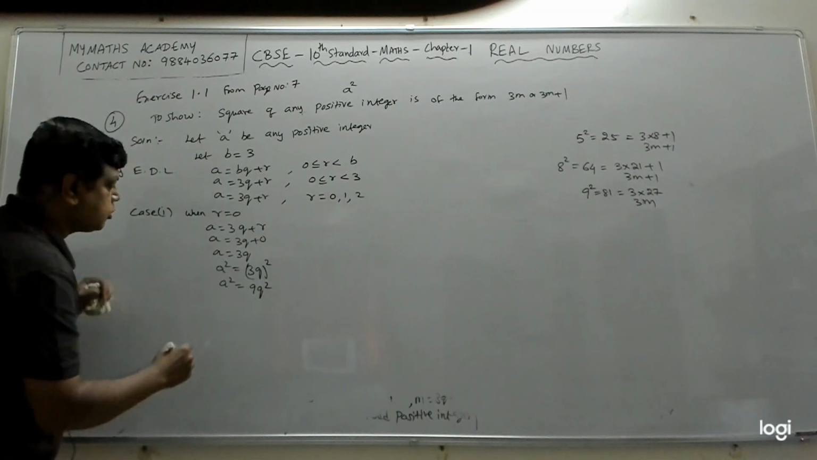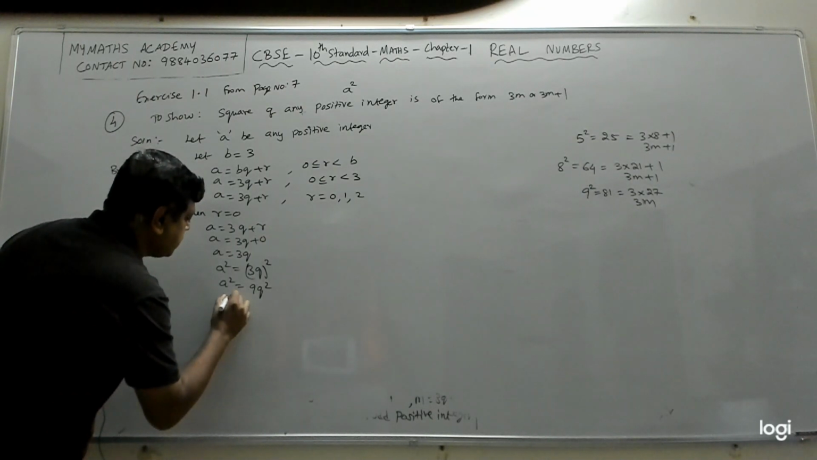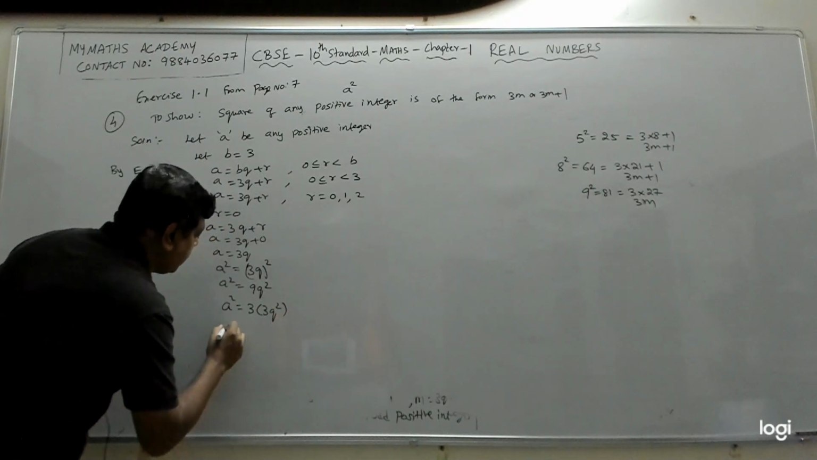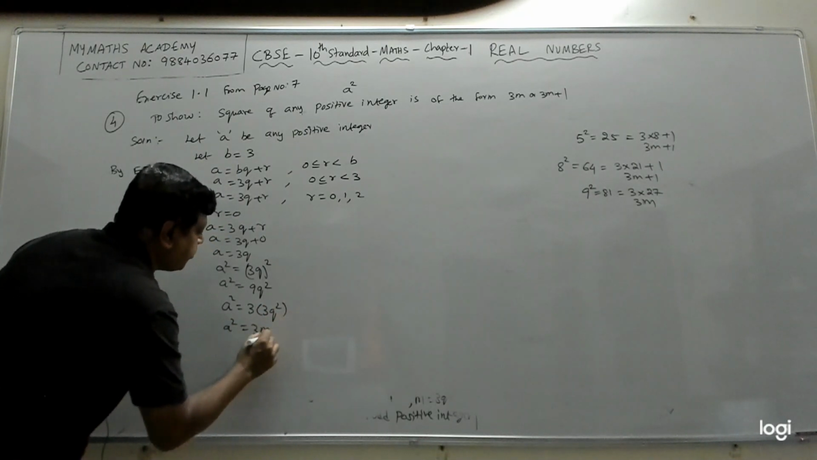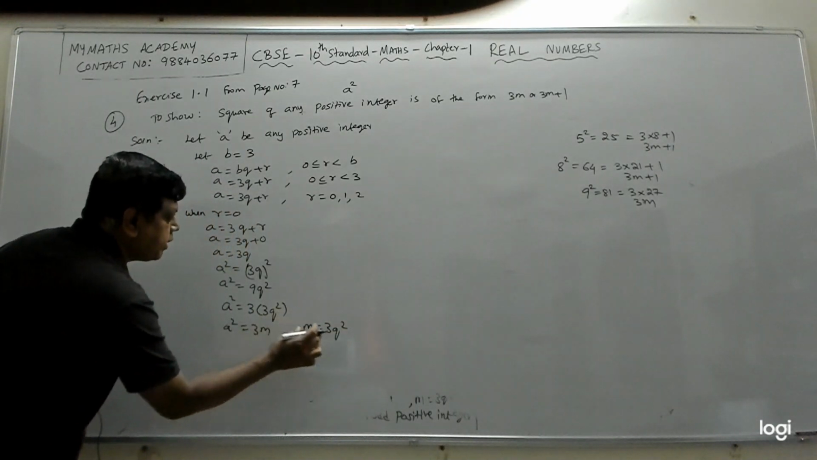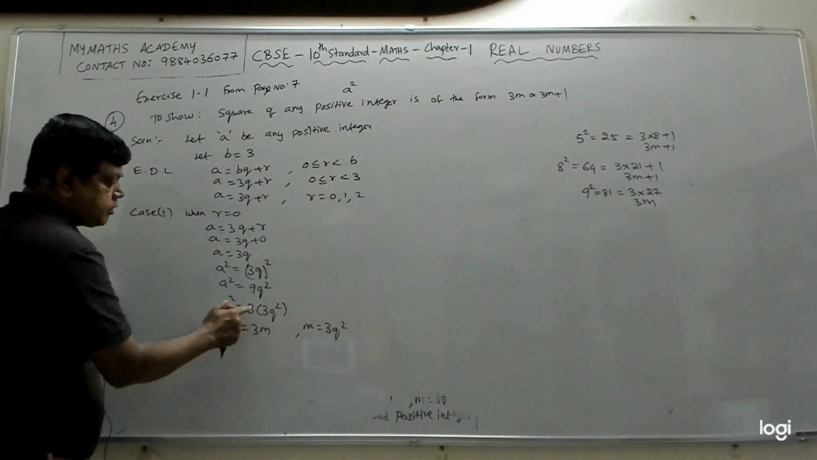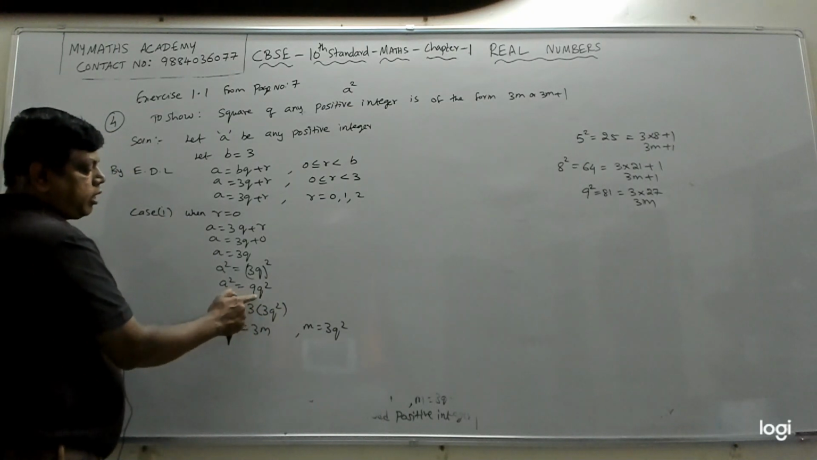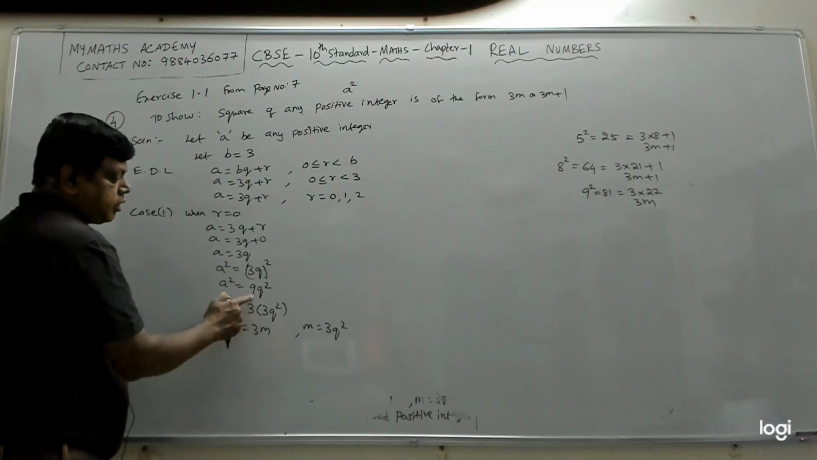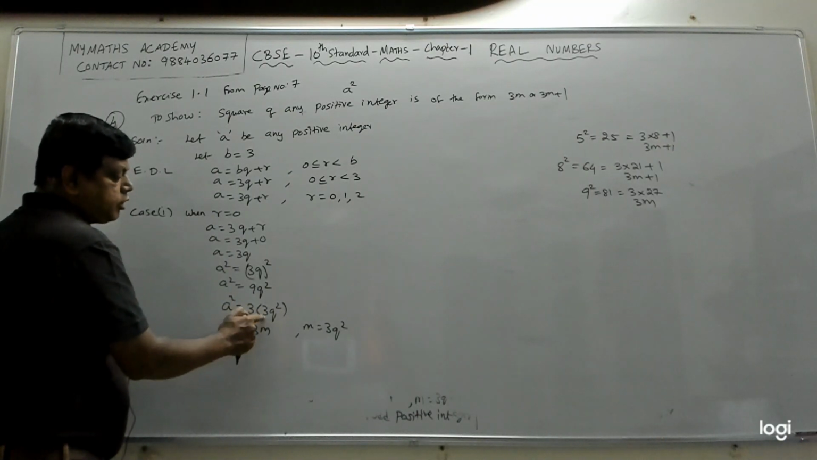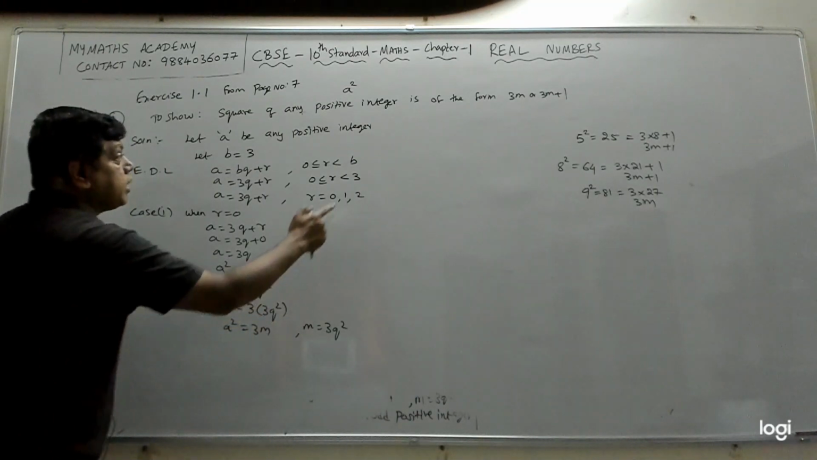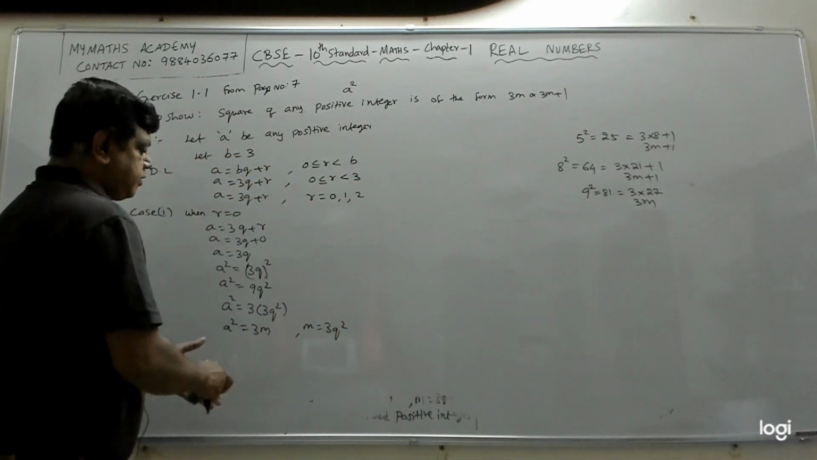9q square. So my a square becomes, I can write this as 3 into 3q square. Then it becomes a square is equal to 3m, where m is equal to 3q square. I am calling this whole thing m. So 9 can be written as 3 into something. 9q square, how can I write 9q square as 3 into something? If I take 3 common, then this 9 can be written as 3 into 3. So if you multiply, you will get back this. Now a square is in the form of 3m. So we have proved case 1. Right?